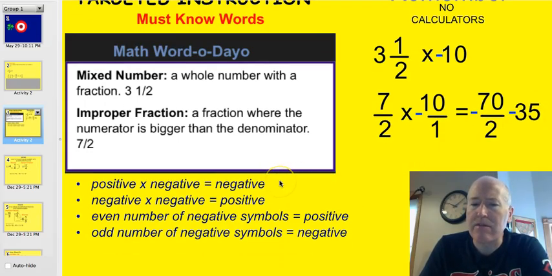A couple things to remember. A positive times a negative is a negative. A negative times a negative is a positive. Remember, if it's an even number of negative symbols, when you're multiplying or dividing, you are going to have a positive quotient or product, or answer if you'd like to say it that way. If you have an odd number of negative symbols, when you're multiplying or dividing, it's going to be a negative answer.